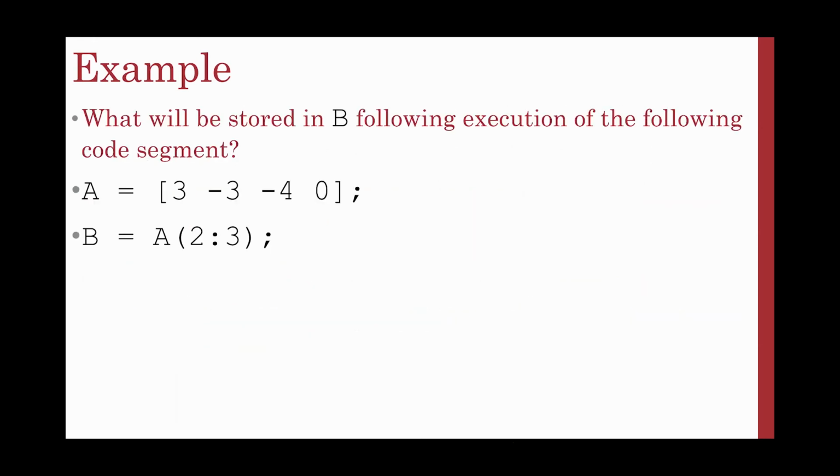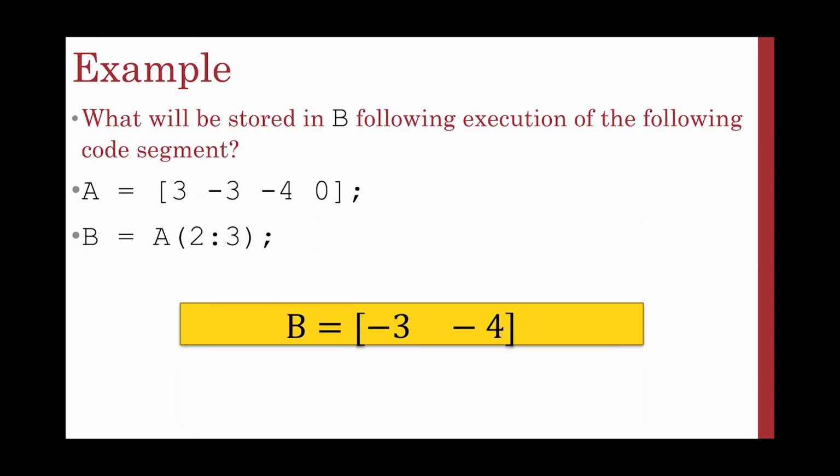Another example is what's going to be stored in B following the execution of the following code segments. So we have A is equal to 3, -4, 0, and I want B to be equal to A(2:3). That means I want B to be equal to the second and third elements of A, so B is -3, -4.